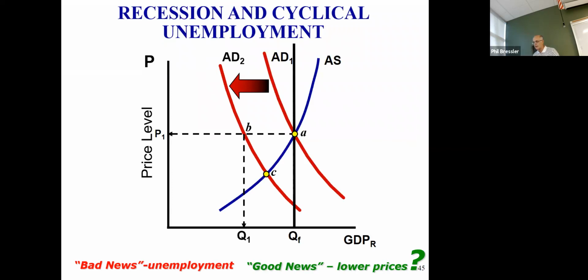I don't know why I decided to do that, but there it is again. Anytime you're to the left of the LRAS, you have cyclical unemployment. That's a recessionary gap. All right.